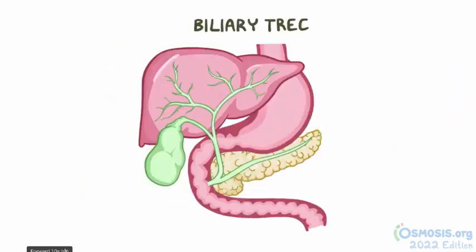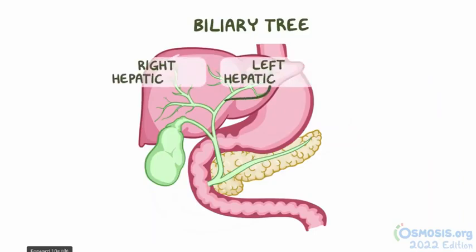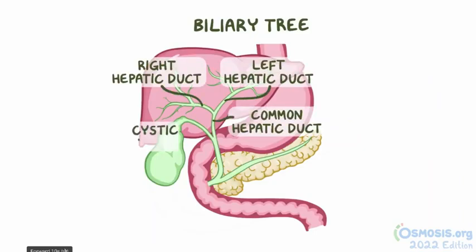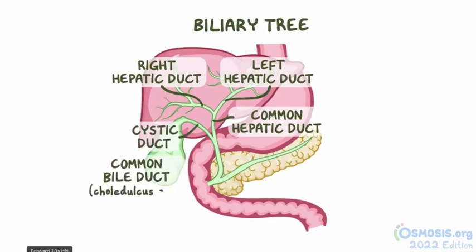The biliary tree is made up of the left and right hepatic ducts, which come together and form the common hepatic duct, as well as the cystic duct, which unites with the common hepatic duct to form the common bile duct, which is also known as the choledochous duct. Finally, the common bile duct joins with the main pancreatic canal to open in the second part of the duodenum.